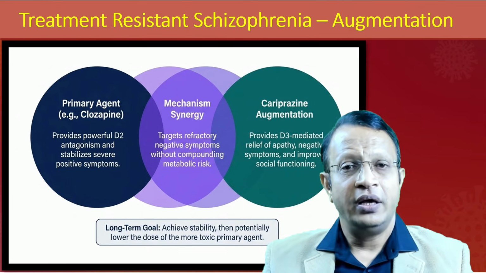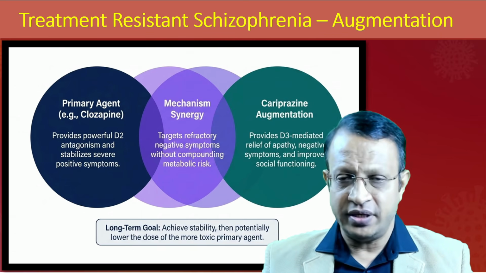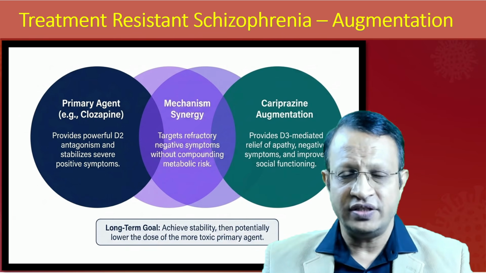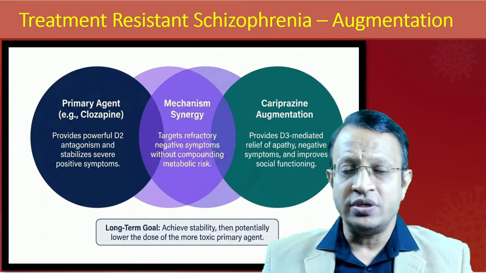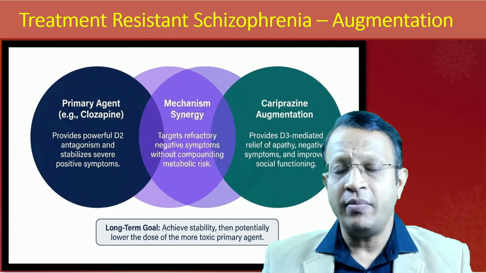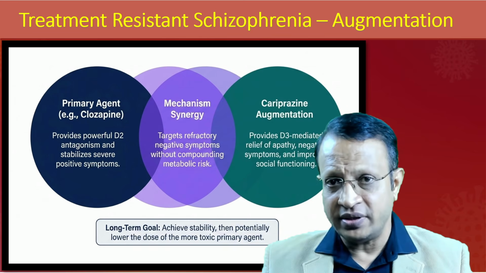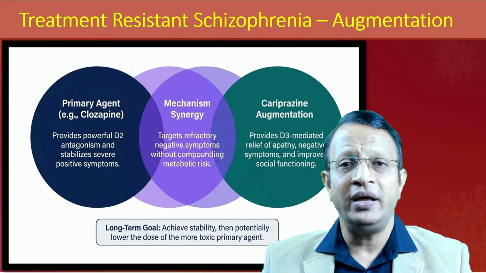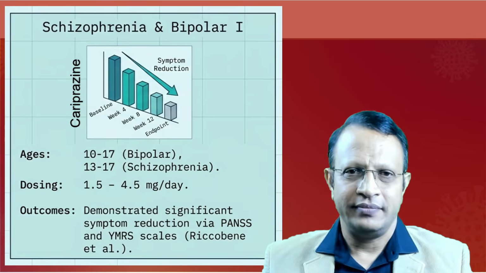Here, if a patient with treatment-resistant schizophrenia is on clozapine and still has symptoms, it may be negative symptoms, it may also have apathy or cognitive dysfunction or asocialization. In such a scenario, along with clozapine, adding an augmentation of cariprazine, 1.5 milligram up to 3 milligram, we can give. The combination of clozapine and cariprazine has an important effect, and it has been found to be helpful in treatment refractory schizophrenia, my dear friends.